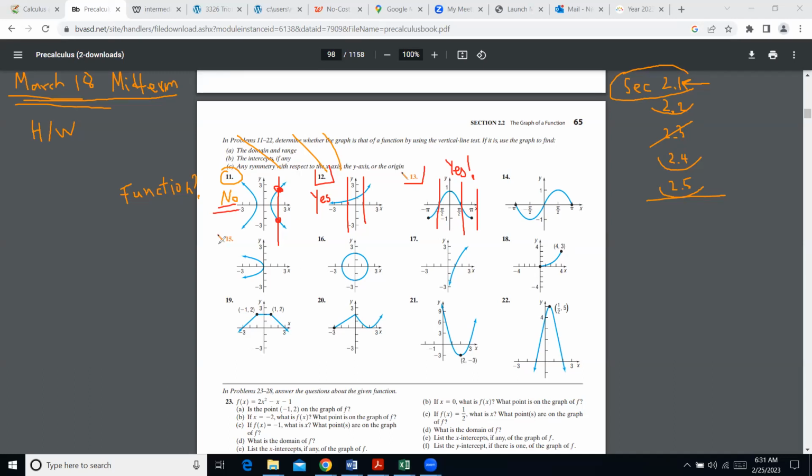So how about problem number 15? Is this a function or not? Well, I can see a vertical line that intersects at two places, so it is not a function. You're absolutely correct. So I think that's pretty nice and straightforward type of exercise.